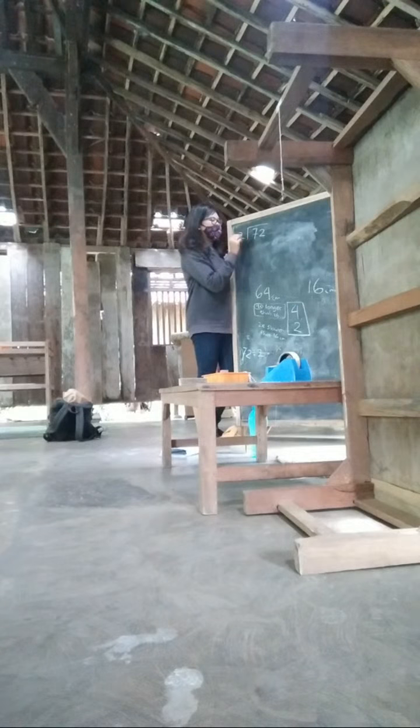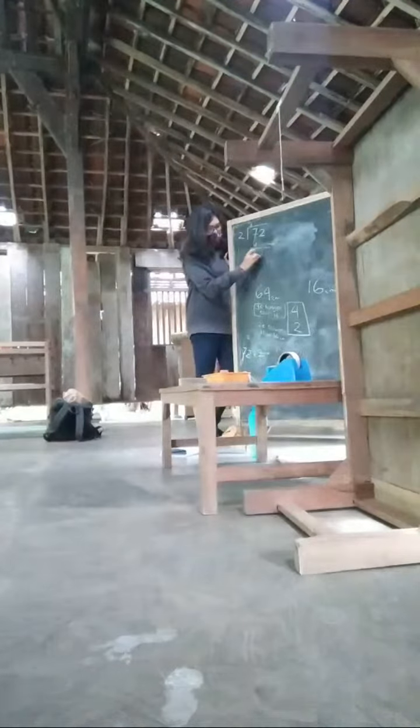Okay. How many times can you reach 7? How many times of 2? The closest is 3. Yeah. 3 times 2 equals 6. You subtract 7 minus 6 is 1. And then the 2 goes down.